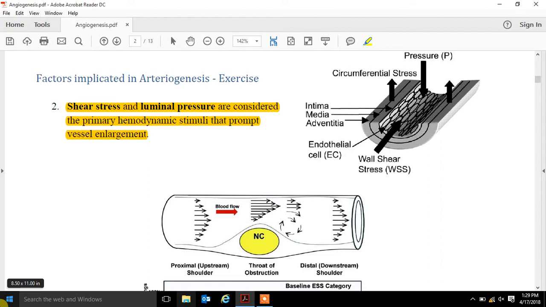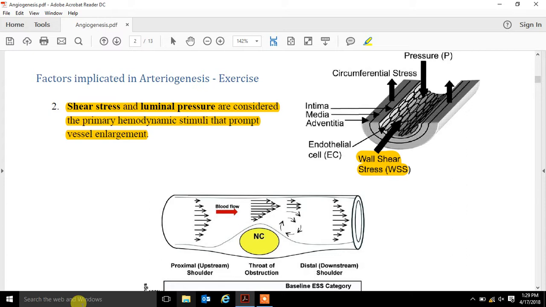And if we look at a section of an arterial wall here on the right, I've got these hemodynamic stimuli labeled out. So here's our blood vessel, here's our endothelial cells, and we see our intima, media, and adventitia. Shear stress is basically, in layman's terms, the friction that the blood and the red blood cells place on the endothelium. So the faster the blood flow, the greater the velocity, the more shear stress there is.